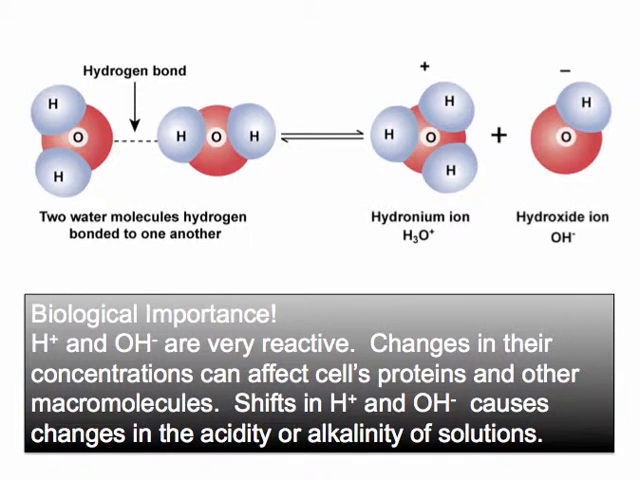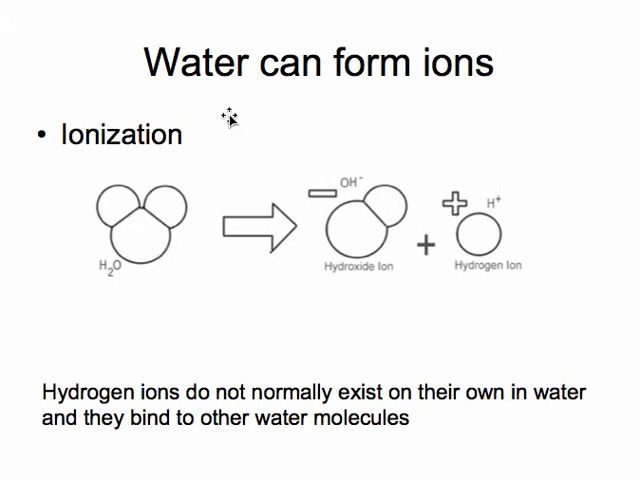This is our last part of this three-part series on water, and we're going to pick up right where we left off from our second video. In our second video, we were talking about how water can disassociate, and when it disassociates, it can form hydroxide and hydrogen ions.